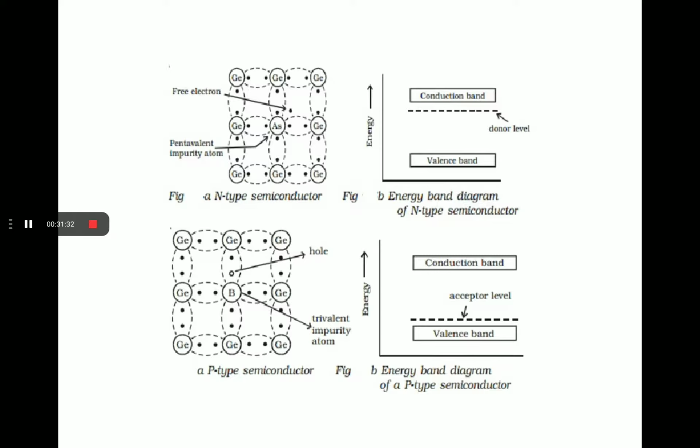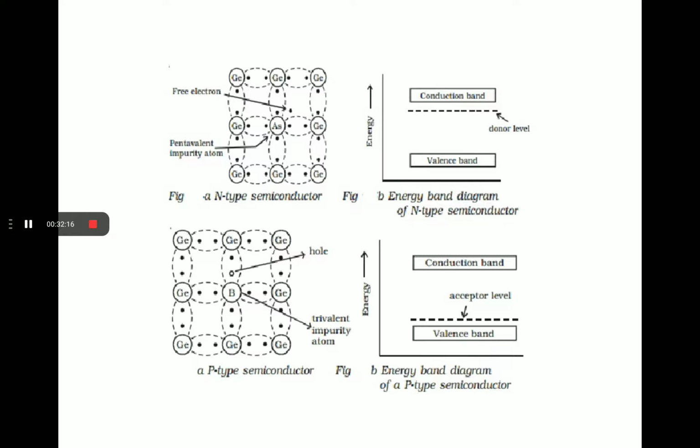At room temperature itself, sometimes an adjacent neighboring germanium atom will contribute one electron to this boron atom. So the vacancy will be filled by adjacent electrons or free electrons, and it will form a covalent bond along with the boron atom. So boron becomes a negative ion. Boron, which is accepting an electron, becomes a negative ion. Here arsenic is donating one electron, so arsenic becomes a positive ion. Here boron becomes a negative ion because it accepts an electron from the outside.